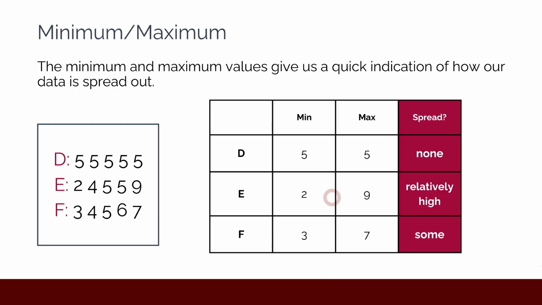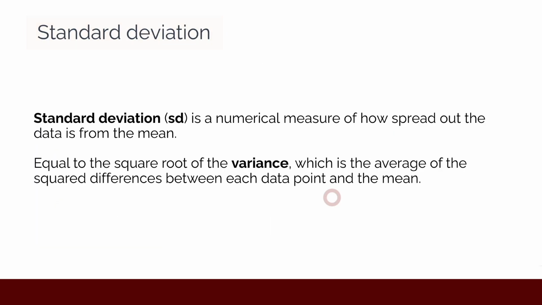So something else that we can look at, which is less sensitive to extreme values in our data, is the standard deviation. The standard deviation is a numerical measure of how spread out our data is from the mean. The way this is calculated is that it's the square root of the variance. And the variance is essentially the average of the squared differences between each data point and the mean. You can go and look up the formula for yourself. What I'm going to explain in the rest of the session is the intuitive explanation behind how variance is calculated and how we move from that to the standard deviation.